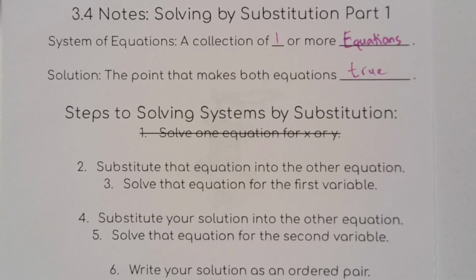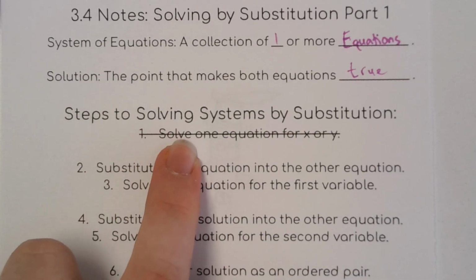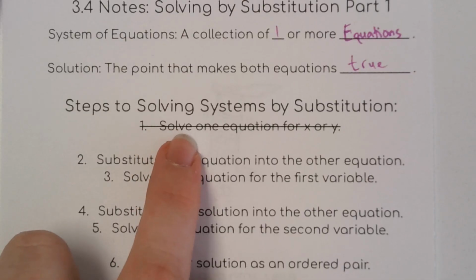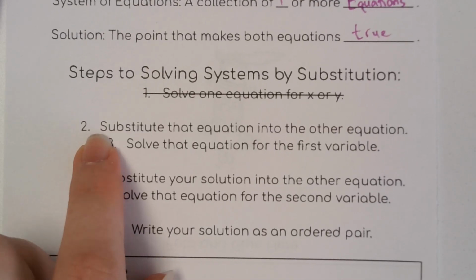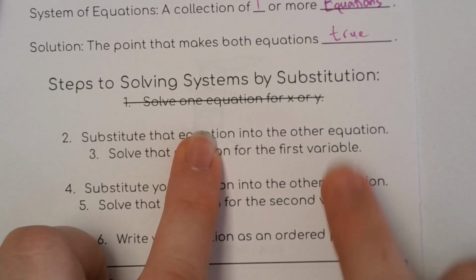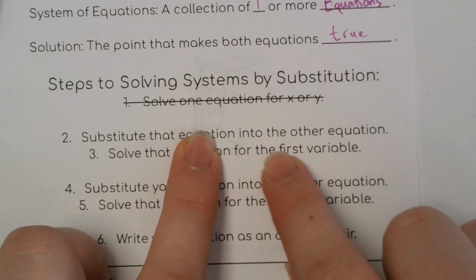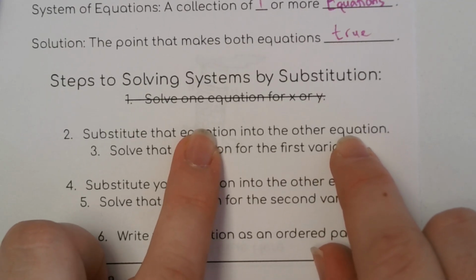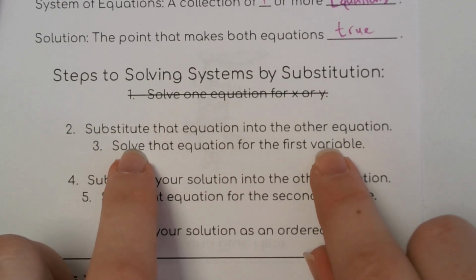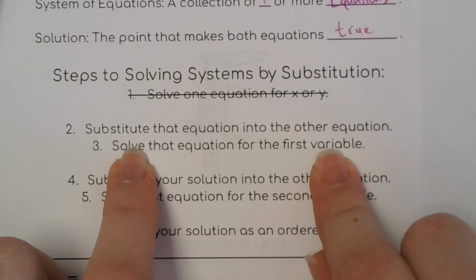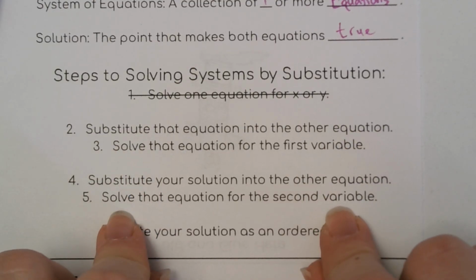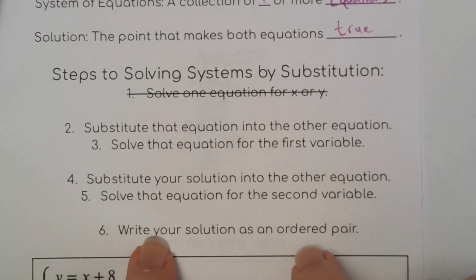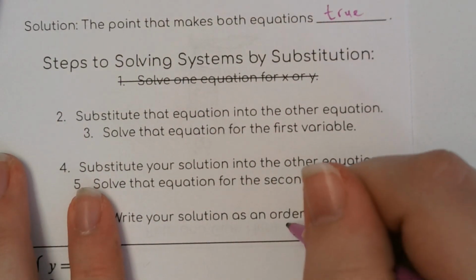So, solving systems by substitution. Our first one's already done for us. That's that part we'll add in when we do part 2. Okay? So, we're going to skip number 1. We go straight into number 2 today. We substitute the equation that solves for x or y into the other equation. Then you solve that equation for the first variable. After you find your first variable, you plug it into the other equation to find your second variable, and then write it as x comma y, ordered pair.